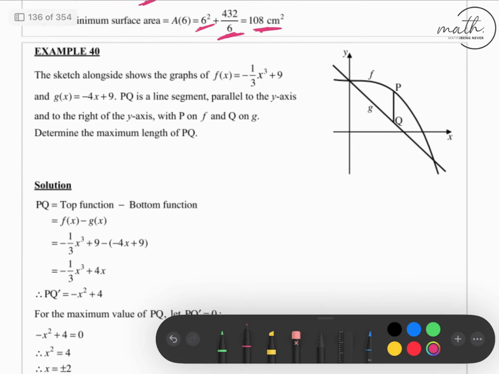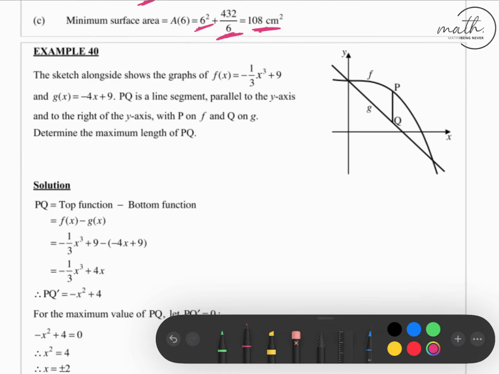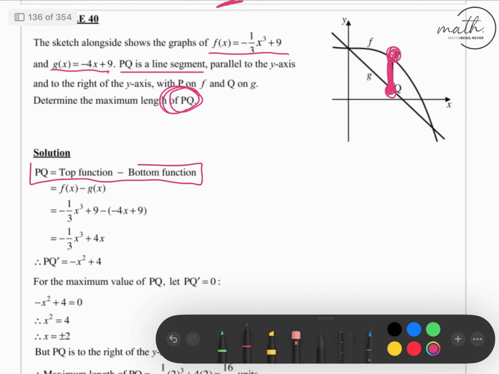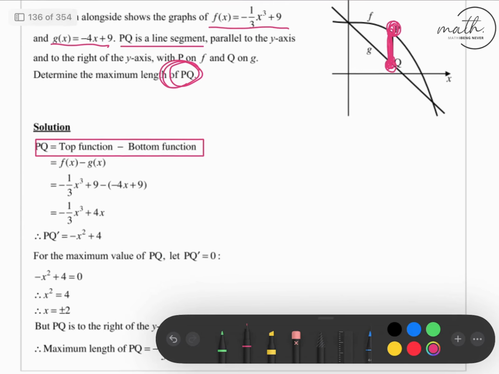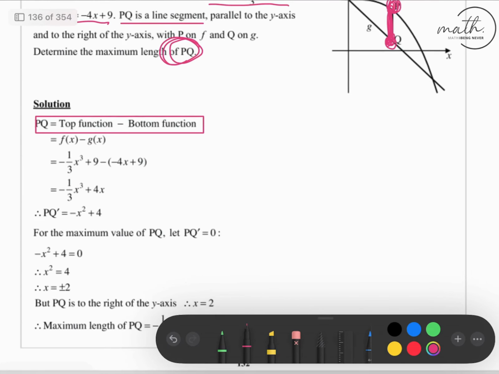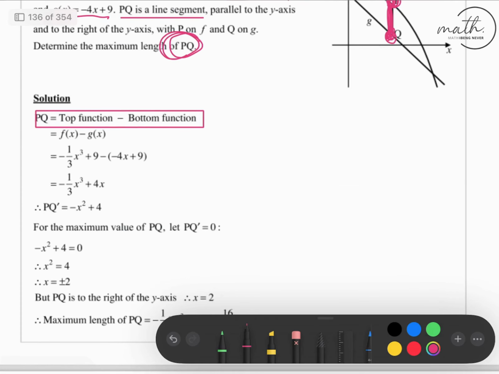So the sketch challenge: graph is that, f of x is given by that, g of x is given by that, PQ is a line segment parallel to that. Determine the maximum length of PQ. This also can be asked in functions. To find this length, you just need to take this equation minus this equation. Always, you just need to know that: to find the length, top minus bottom. Top equation minus bottom equation, and you're going to get the length of PQ.